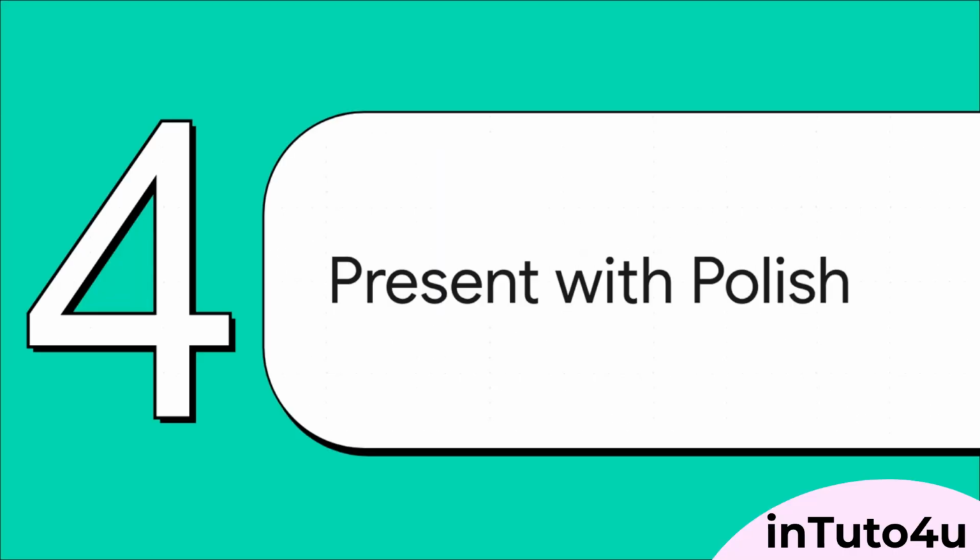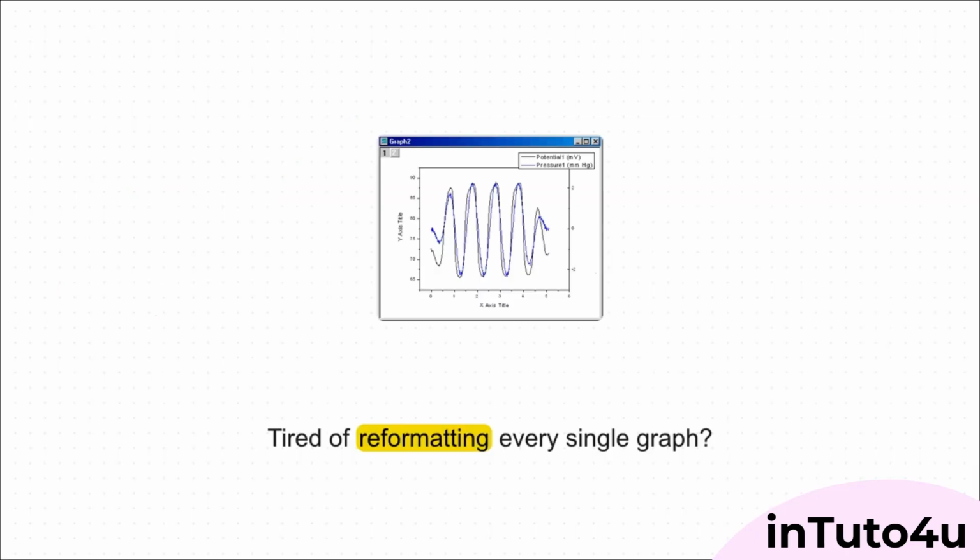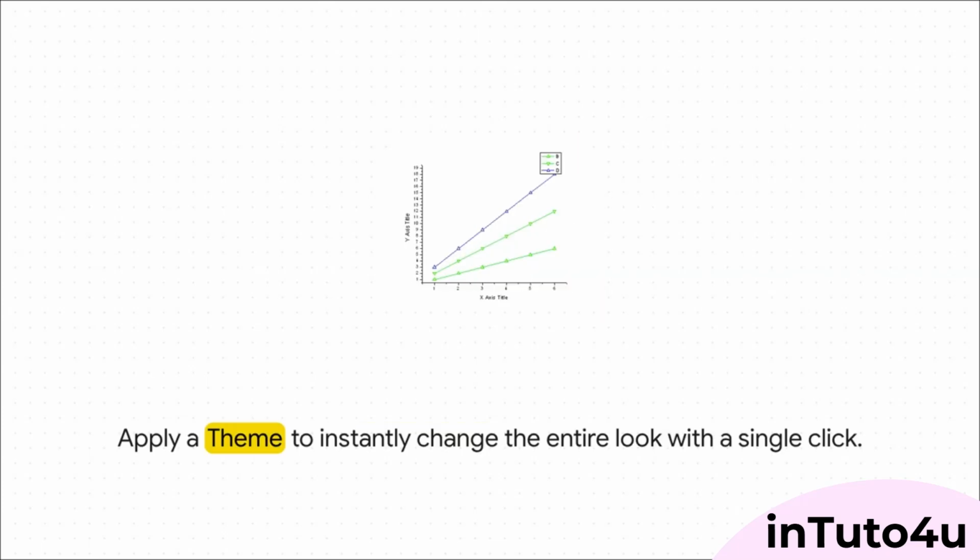All right, we have imported, organized, analyzed, and visualized. The final step in our journey is adding that professional polish that's going to make your work really stand out. If you've ever had to create dozens of graphs for a single paper, you know the pain of manually reformatting every single one just to get a consistent look. Changing the fonts, adjusting the line widths, setting the colors, it is incredibly tedious. Well, Origin solves this with themes.